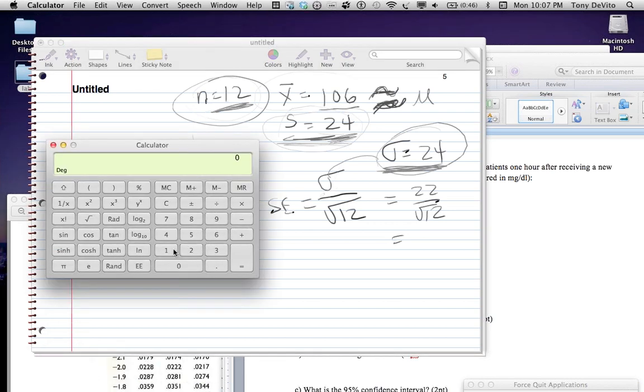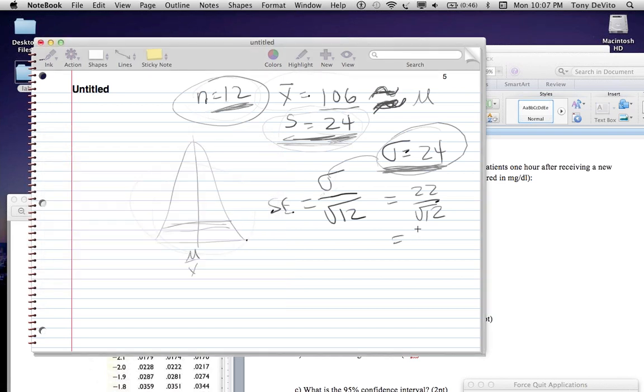Okay, so I got the square root of 12. Square root of 12 is 3.46, and so on and so forth. Put that in memory for a second. Clear this. I got 22 divided by 3.46, so that's equal to 6.35. So the standard error is equal to 6.35.